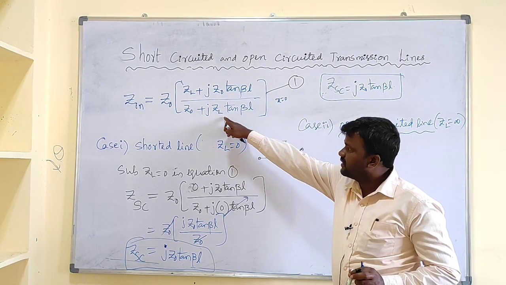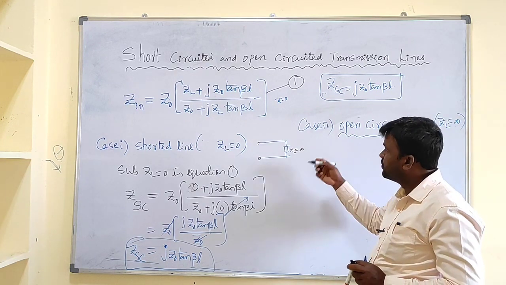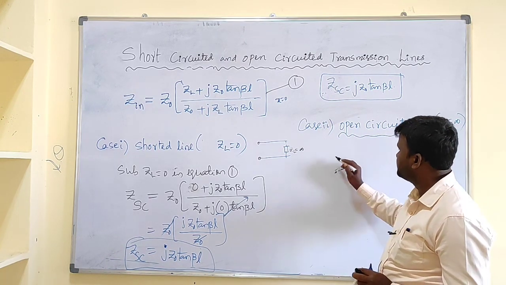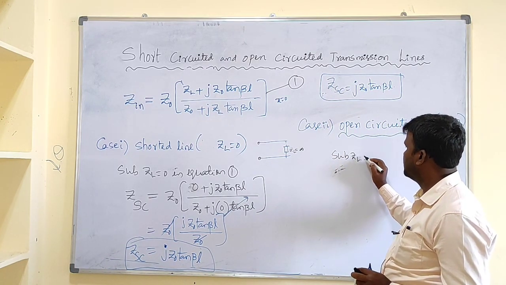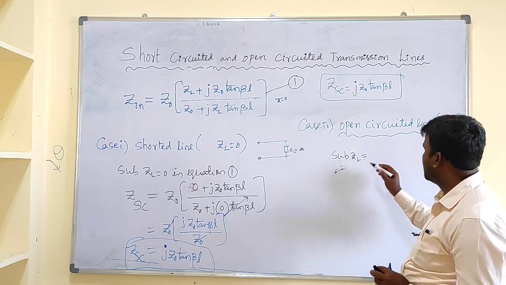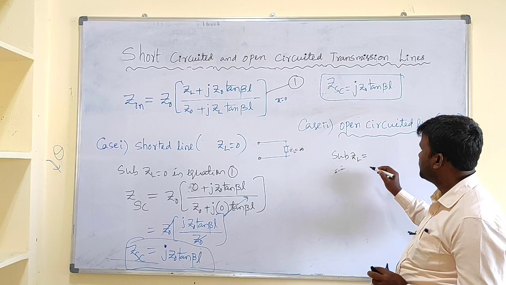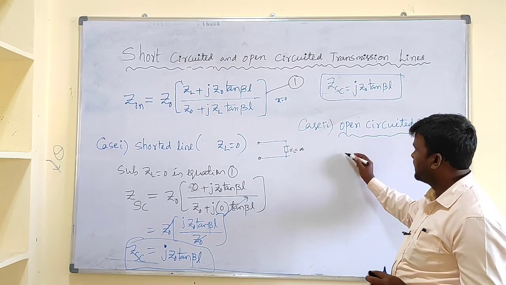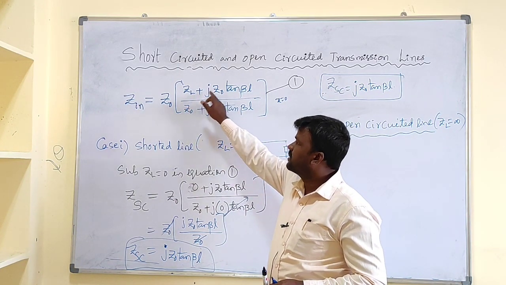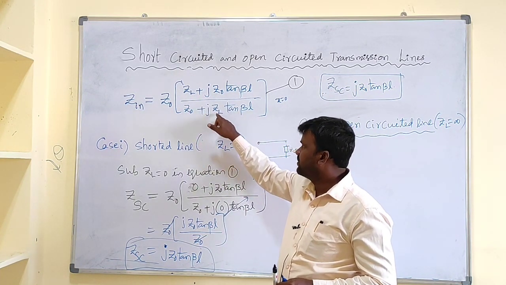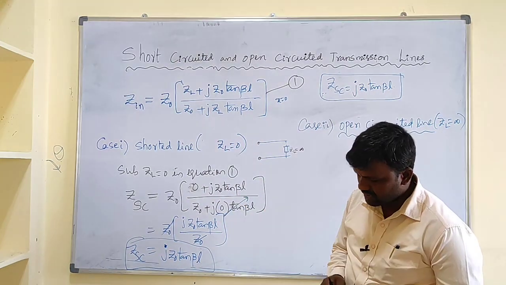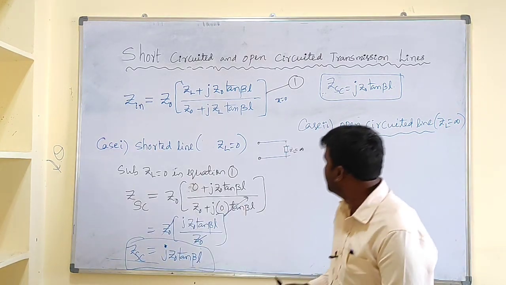So ZL is infinite in that case. So we can take ZIN equal to what? Substitute ZL as infinite. Or else first rewrite what I told. If there exists infinite form, here ZL is infinity, so infinity plus something is infinity. Here Z0 plus J infinity into something is infinity. Infinity plus something gives infinite by infinite form.